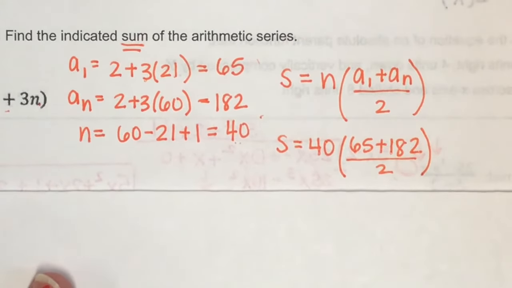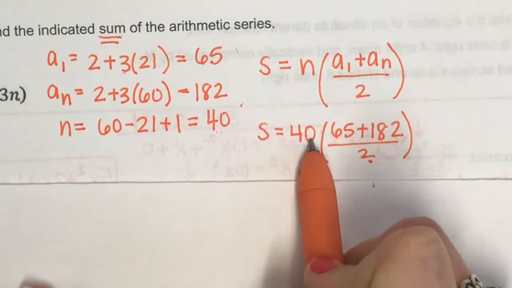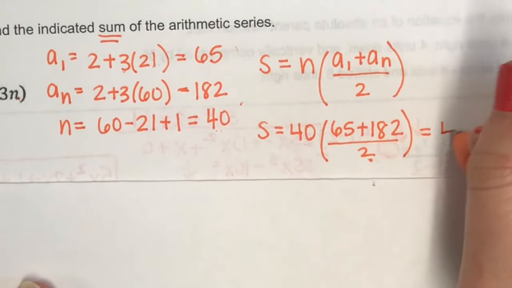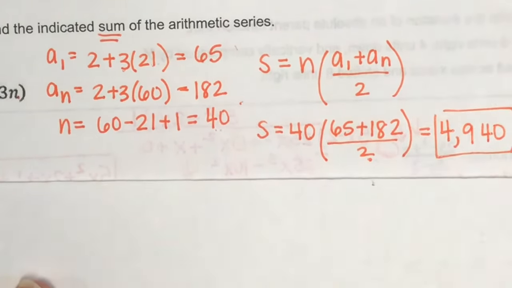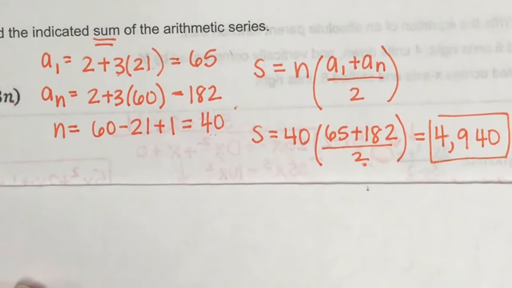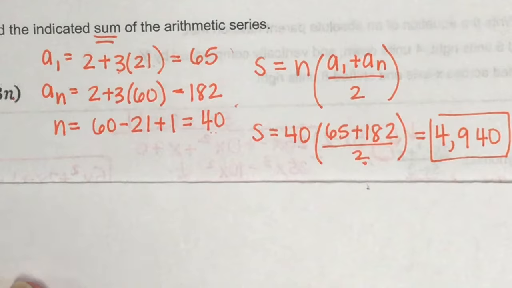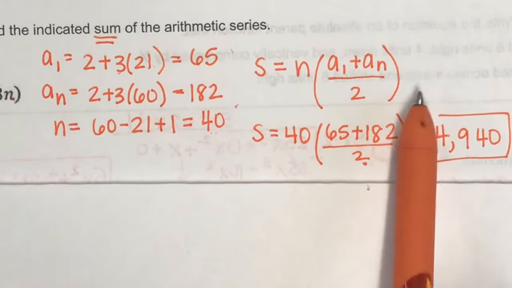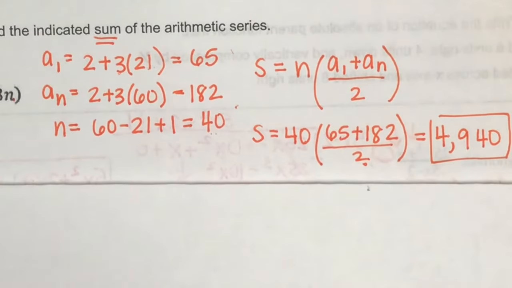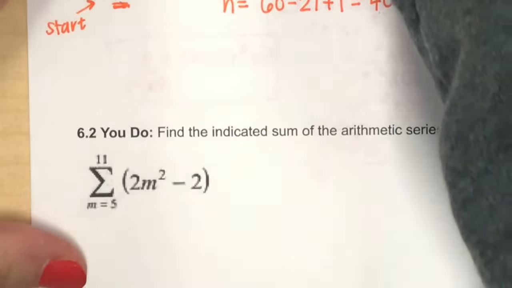And so if you input that into your calculator, you add these two, divide by 2, then multiply by 40, you will get 4,940. That was probably way less work than me trying to add all of those terms together. Okay? Another thing you're going to have to know for your exam: I am not going to give you this formula, so you have to know the arithmetic series formula. So now you can try this problem here.